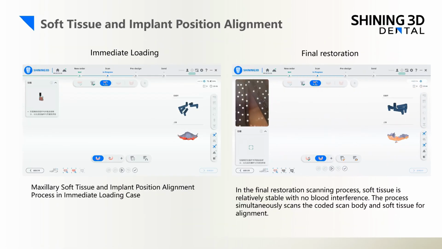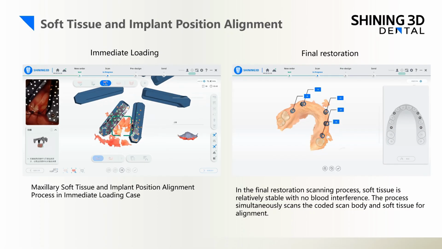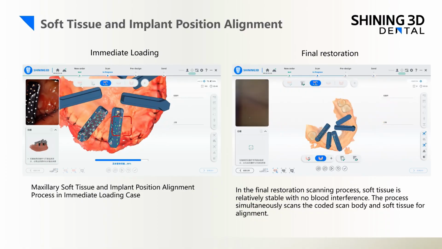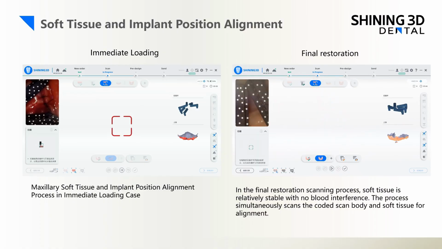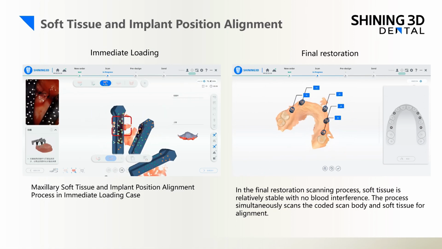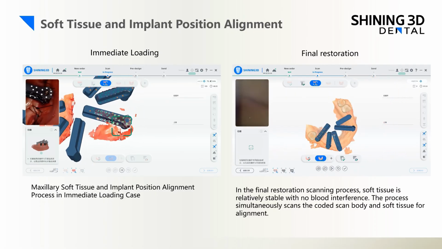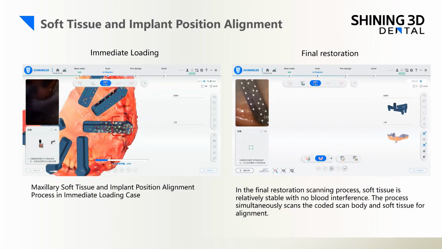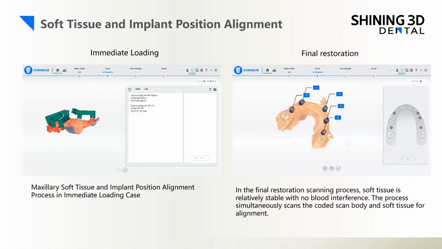This slide shows the comparison between the immediate loading cases and the final restoration cases for the soft tissue and implant position alignment. For the final prosthetic restoration, as you can see from the right side of the video, the accurate alignment of the soft tissue and implant positions can be achieved through just scanning using the intraoral scanner. As you can see in the video on the left side, the data collection for an immediate loading case is influenced by the blood and the mobile soft tissue, which makes the alignment through scanning more challenging, and it will affect the final accuracy.